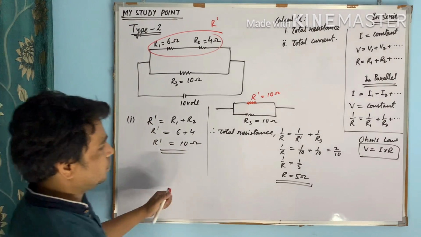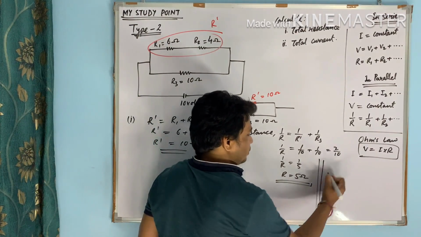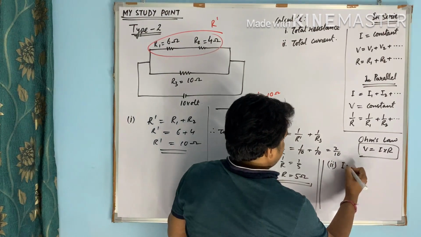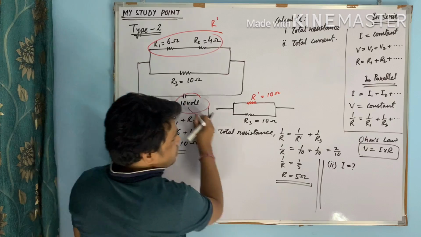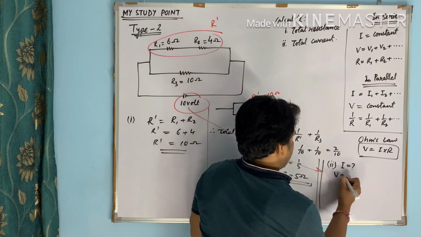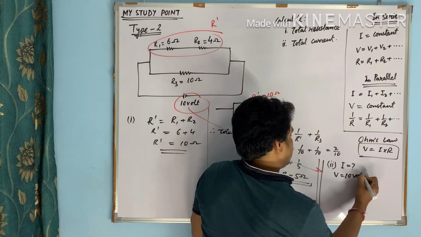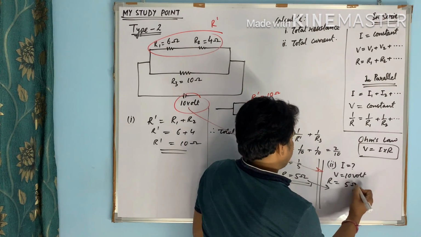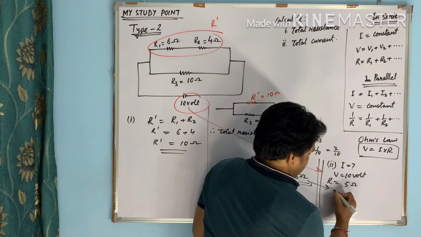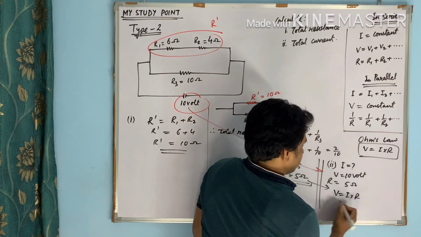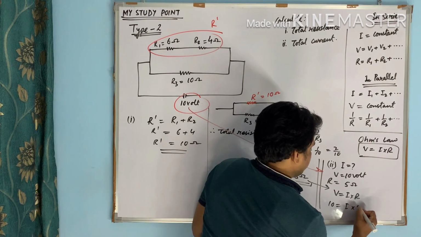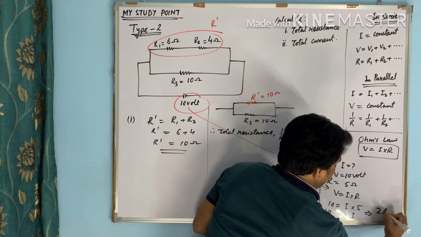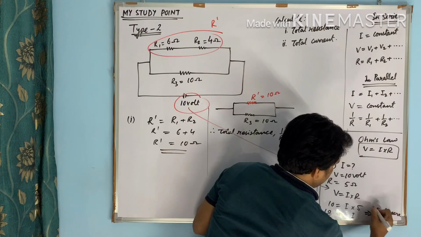This is the first part. For the second part, we have to calculate the total current. Potential difference is given, that is 10 volt. Total resistance we calculated, that is 5 ohm. So use Ohm's law, V is equal to I into R, that is 10 is equal to I into 5. So current will be 10 by 5, that is 2 ampere.